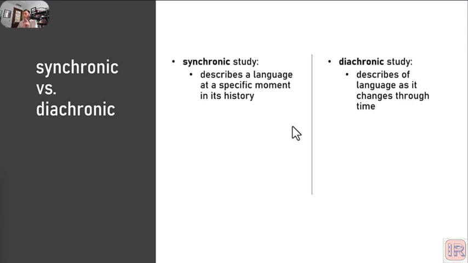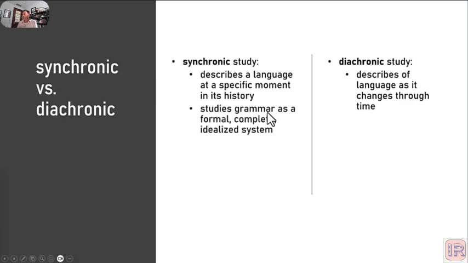versus diachronic study, which studies language as it changes through time. Now, diachronic study was the typical way to study language in the 19th century among, for example, the philologists who we discussed early on in our lecture on why there is an English major in the study of English literature at the university.